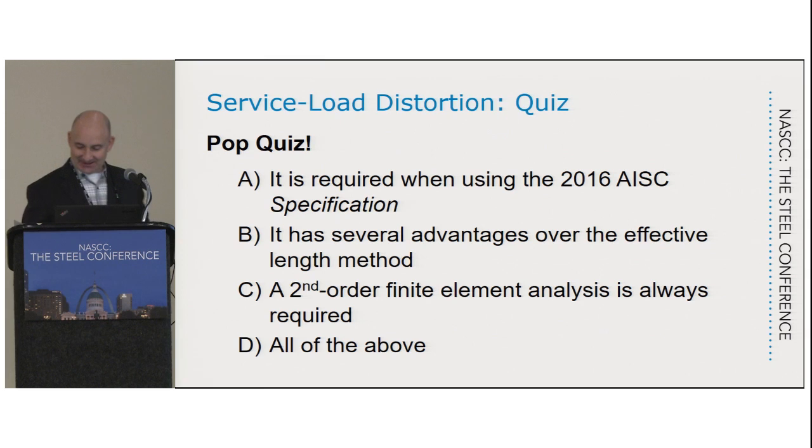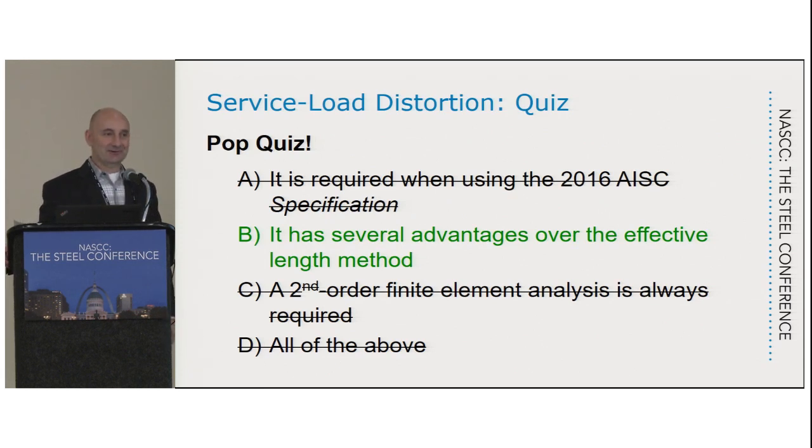All right, let's see. Oh, it looks like we're going to take it step by step. All of the above is not right. We got to have some suspense, right? Okay. A, obviously it's not required in the spec. The specification says nothing about using notional load analysis for reinforced columns. And C is not true either, because you can use a second order analysis or the hand calculation method to get the second order effects. So B, it has several advantages over the effective length method.